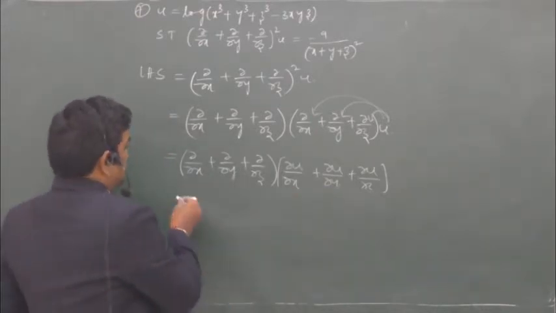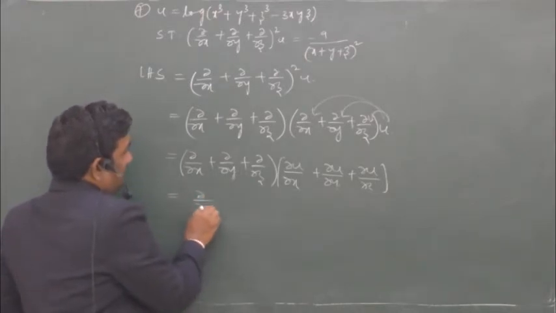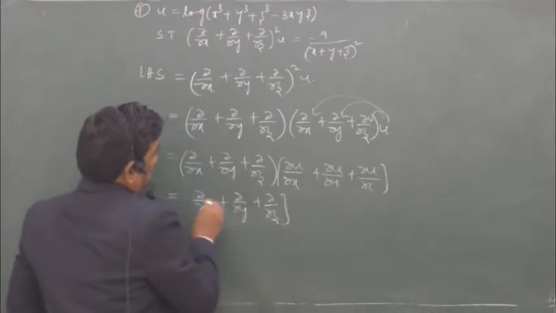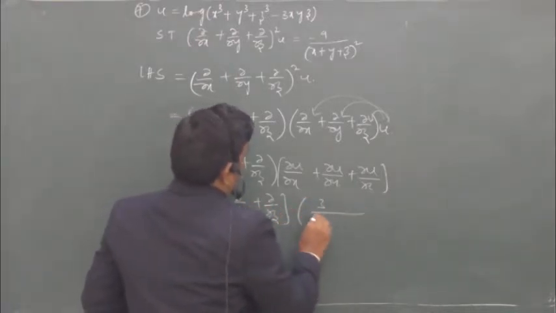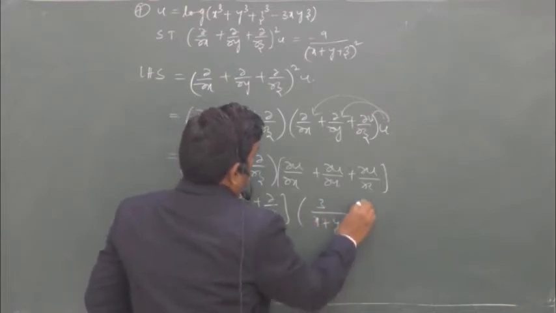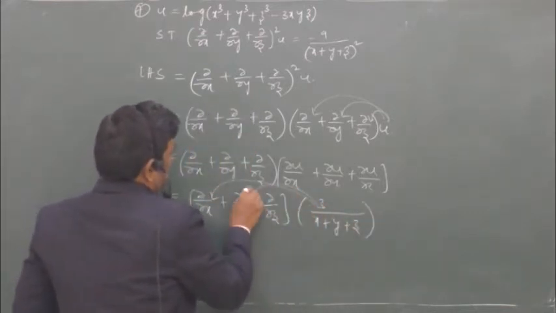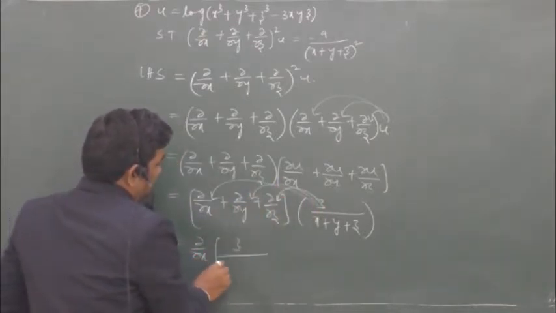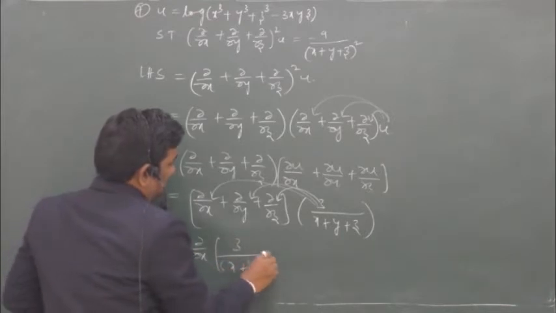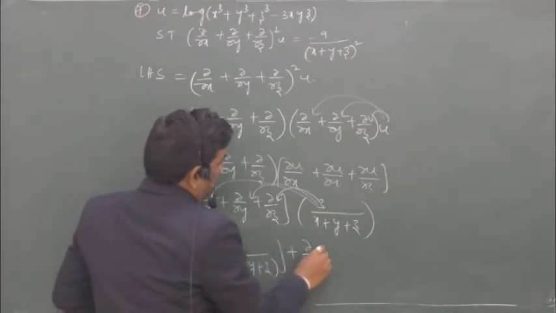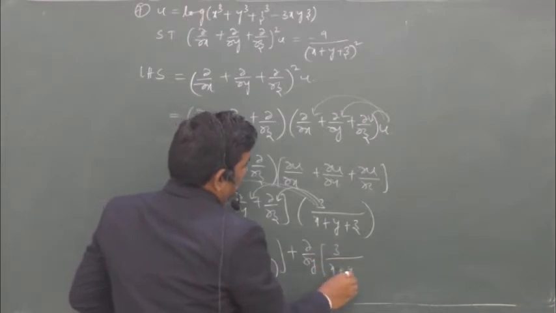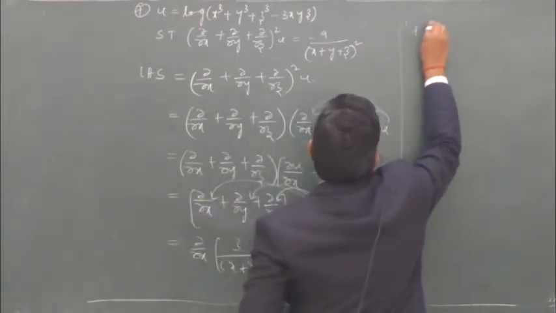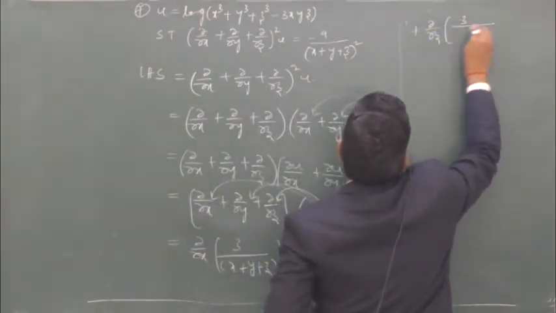Okay. Now let us use the term to simplify the LHS part. It is 3 by (x plus y plus z). Now take the term inside. It is ∂/∂x of 3 by (x plus y plus z) plus ∂/∂y of 3 by (x plus y plus z) plus ∂/∂z of 3 by (x plus y plus z).